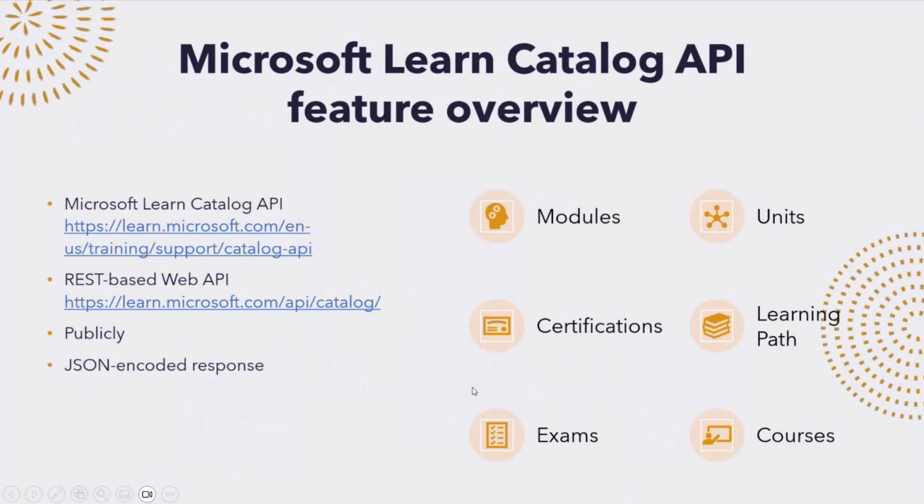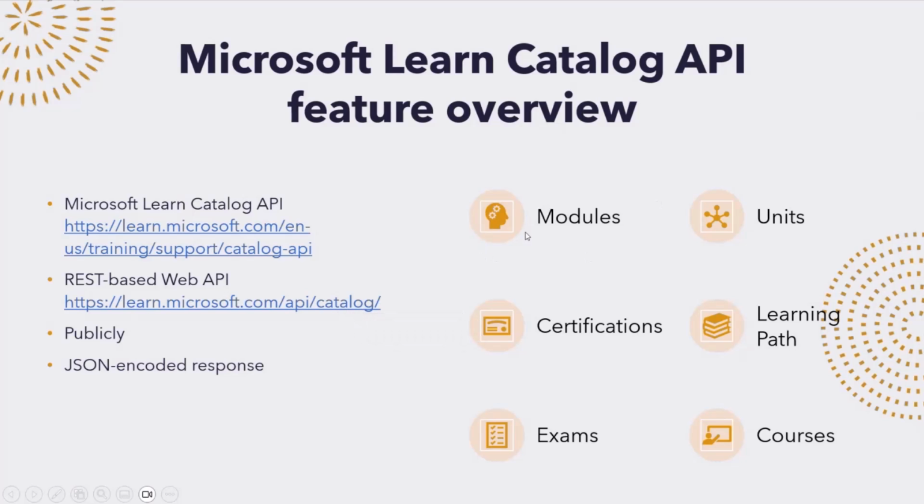So today the custom connector we're going to build, the demo I built, is on the Microsoft Learn Catalog API. If you have not explored it before, it is a publicly available, REST-based API. It provides you information about the Microsoft Learn modules, units, certifications, learning paths, courses, and exams, and it sends you back a JSON encoded response. So this is the endpoint, so you can go ahead and play around.